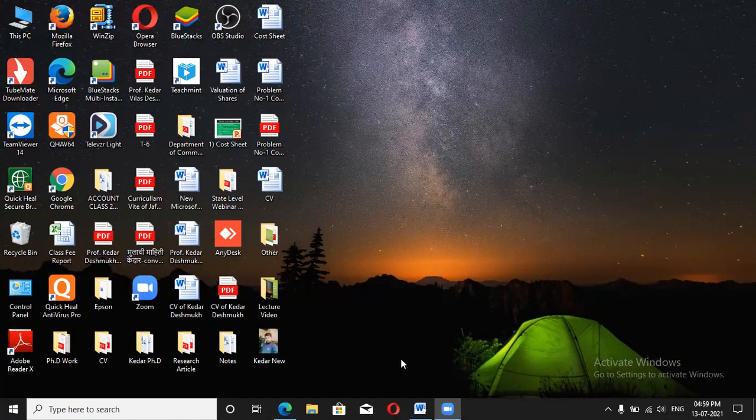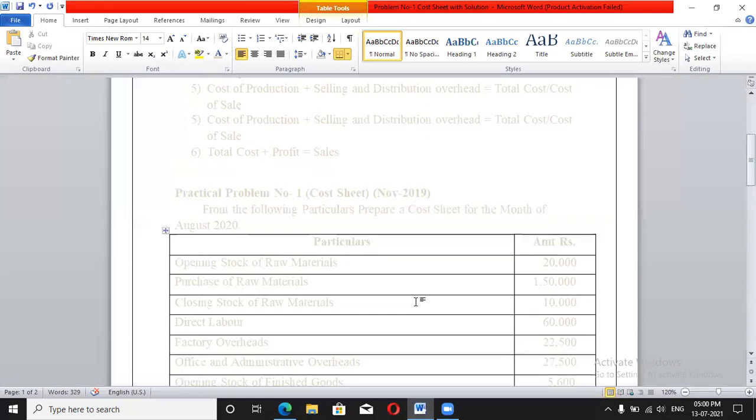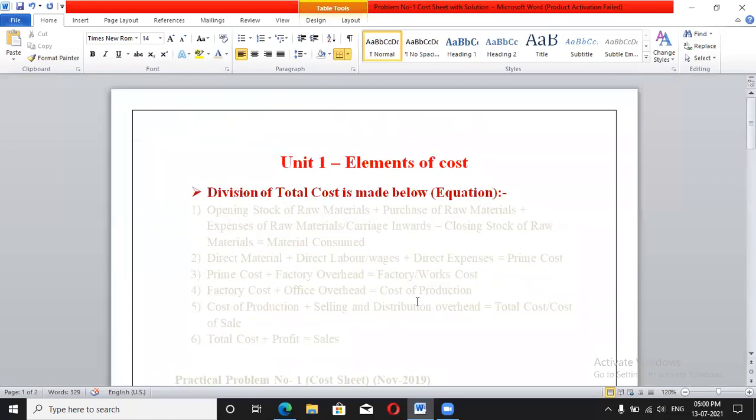In our previous lecture, we discussed the concept of cost sheet, and at the end of that lecture, we discussed the format of cost sheet. Both concepts we studied in our last lecture. Now today's lecture is related to practical problem number 1.